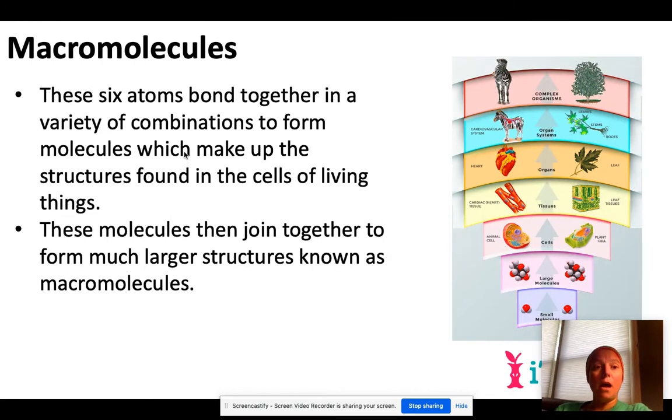When we look at how this progresses, we start with those atoms bonding together to form macromolecules made of carbon, hydrogen, nitrogen, oxygen, sulfur, and phosphorus. They're going to make the big, large molecules. But then what happens to those big, large molecules? Well, those molecules will form the structures that make up our cells. The cells make up tissues, tissues make up organs, and organs make up our organ systems, and then we end up with our complex organism, all starting with those 6 atoms.